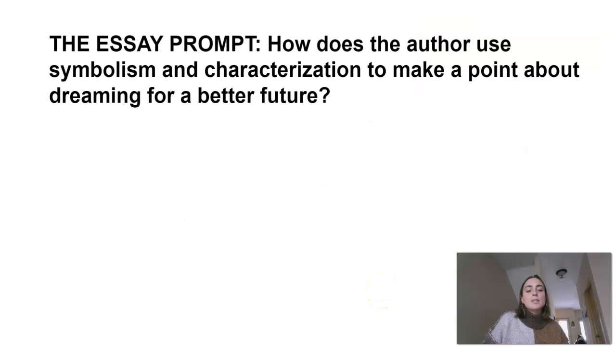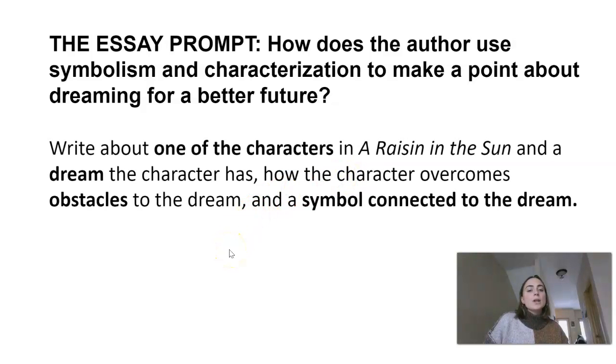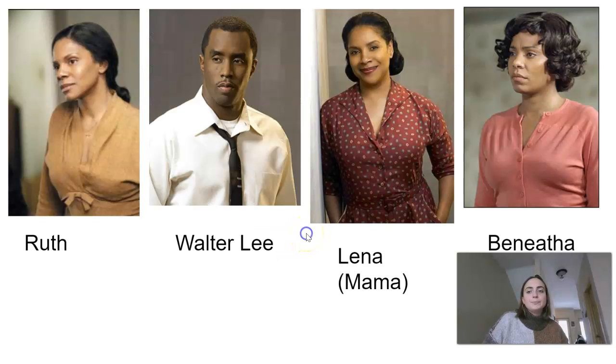The essay prompt, it's not going to be a full essay. Like I said, you're only writing 2 paragraphs. But the prompt you're going to be responding to is, how does the author use symbolism and characterization to make a point about dreaming for a better future? You are going to write about one of the characters in A Raisin in the Sun, a dream that they have, how the character overcomes obstacles to that dream, and a symbol that connects to the dream.